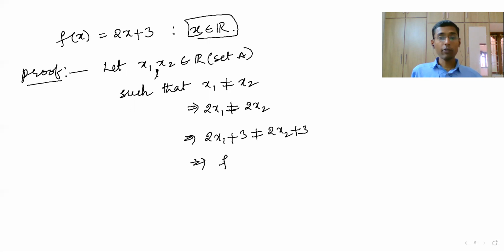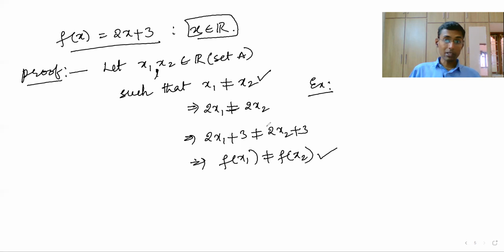That implies f of x1 is not equal to f of x2. I proved that distinct elements have distinct images, because you take any two different elements and put them here. This is what the proof looks like. Then what can you conclude? Then f is 1-1.